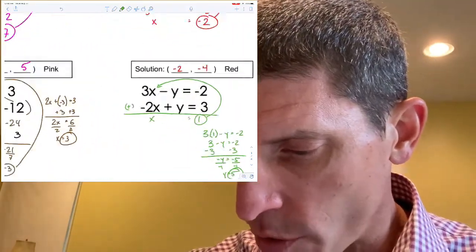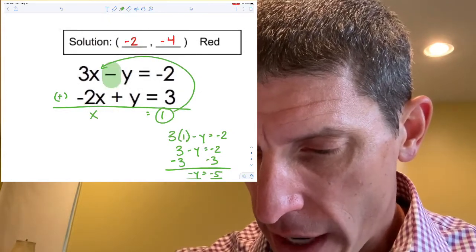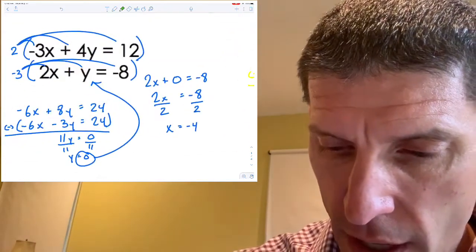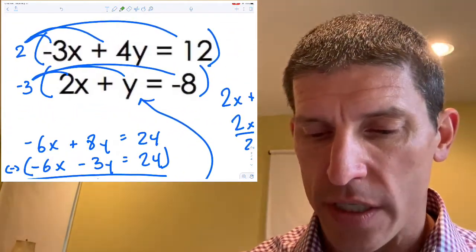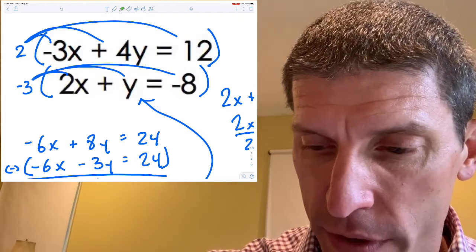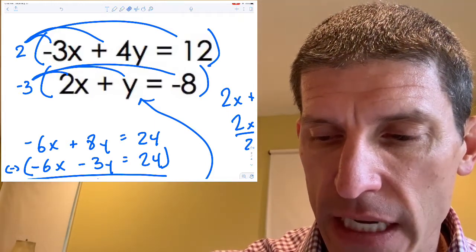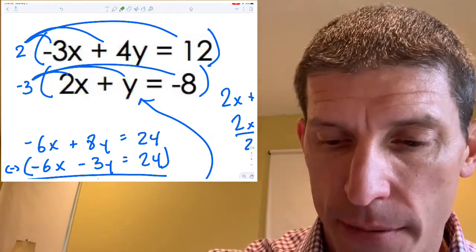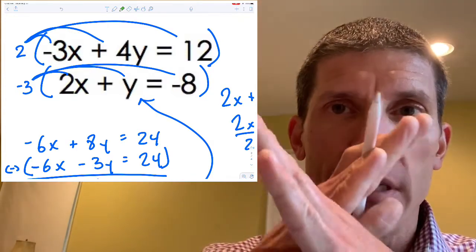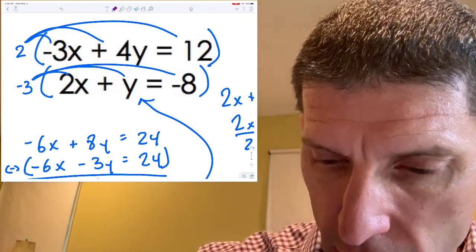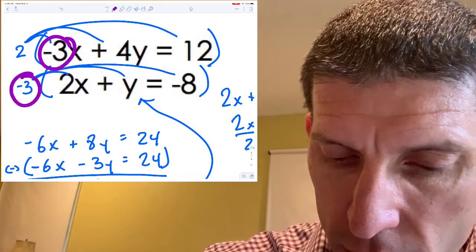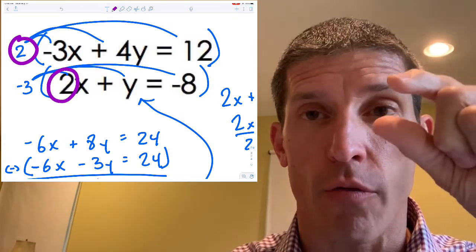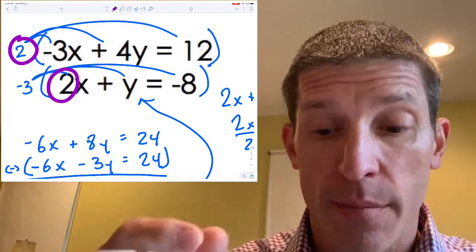As a quick review, the green one, I had negative y and positive y, so they eliminated. The blue one was kind of a challenge. For the blue one, I decided to go with the technique that we learned last week. I didn't see any common y's, and I didn't see any common x's. So I decided to do kind of a cross multiply strategy. I took the negative 3 and I put it here, and I took the positive 2 and I put it here. Basically, I'm going to use the coefficients that are already there, and multiply them by the other equation.